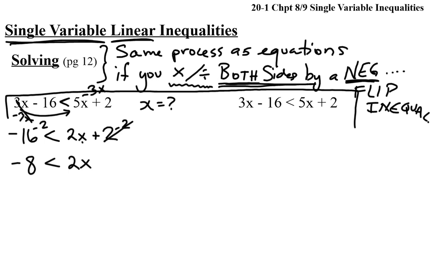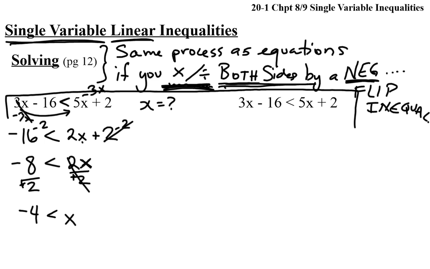Finish the solving. How do we get x by itself? We divide by 2. Divide by 2. Now, we look back at that rule, multiply, divide both sides. We're multiplying by a positive 2, so it doesn't matter. Everything stays the same. Cancels out. Negative 8 divided by 2 is negative 4.